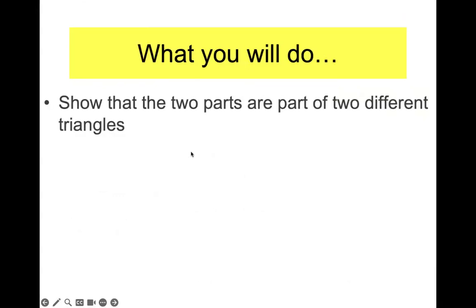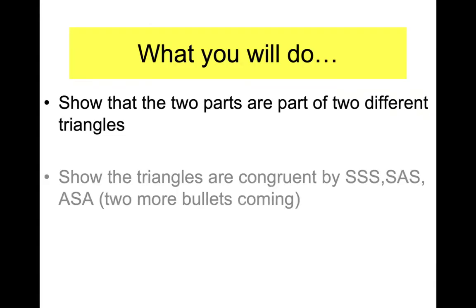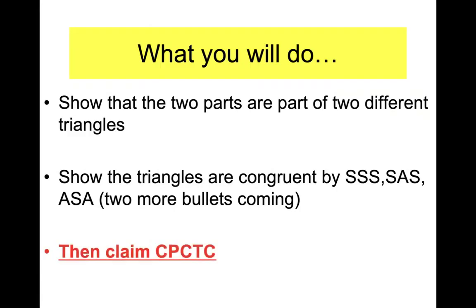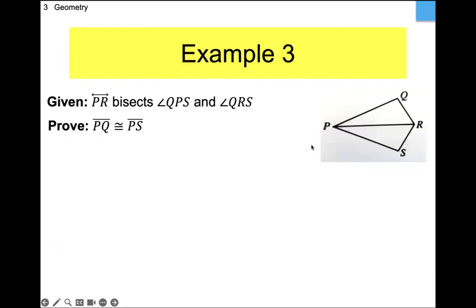How about two sides, right? Big picture, once again, we're going to show the two parts are part of two different triangles. Claim the two triangles congruent by SSS, SAS, or ASA. That's usually the hardest part, this middle step. And then lastly, claim the magic words CPCTC. So let's look at one where we're trying to prove sides are congruent. If this looks like the same triangle, it's because it is, just the given is different.